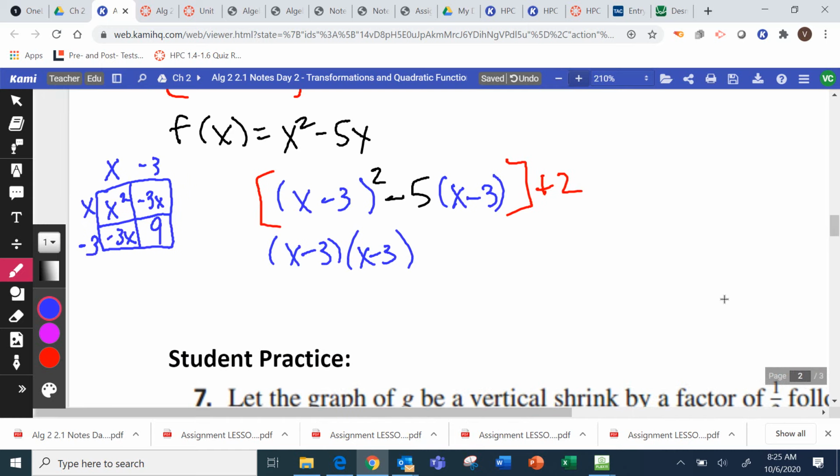Then we look for like terms that we could combine, and I can combine these like terms. So I get x squared minus 6x plus 9 for that answer.